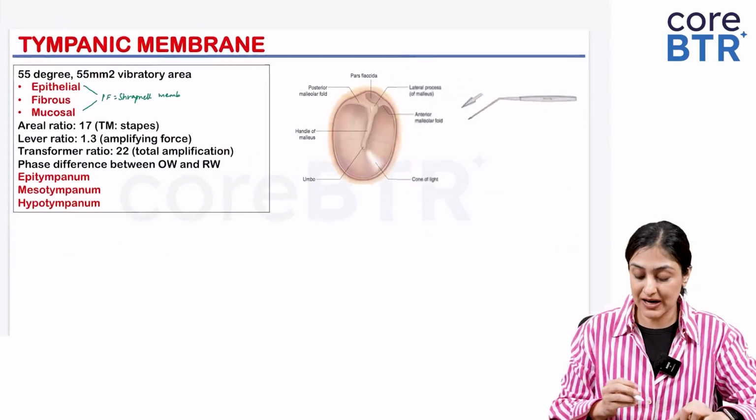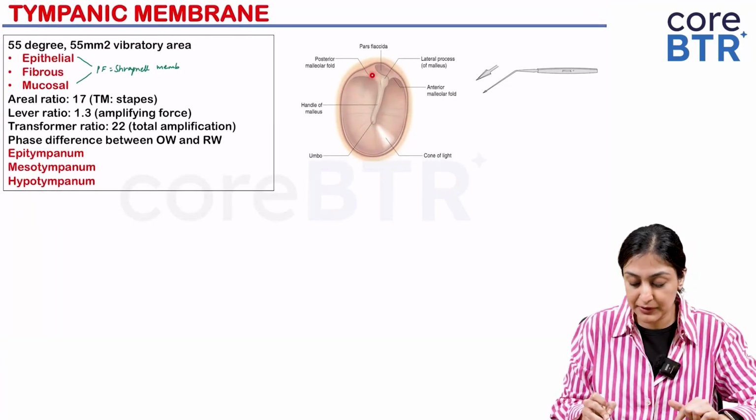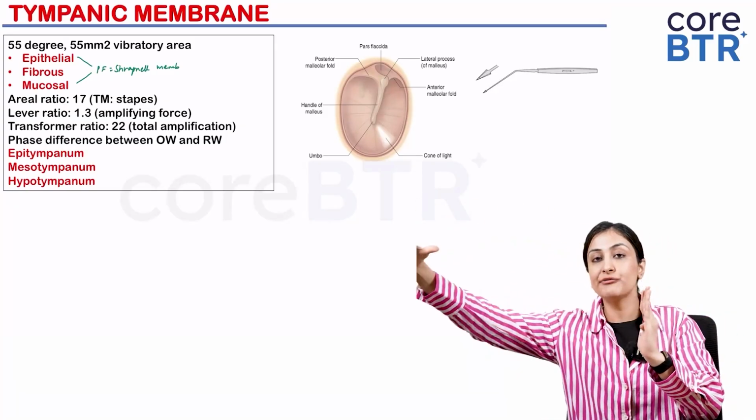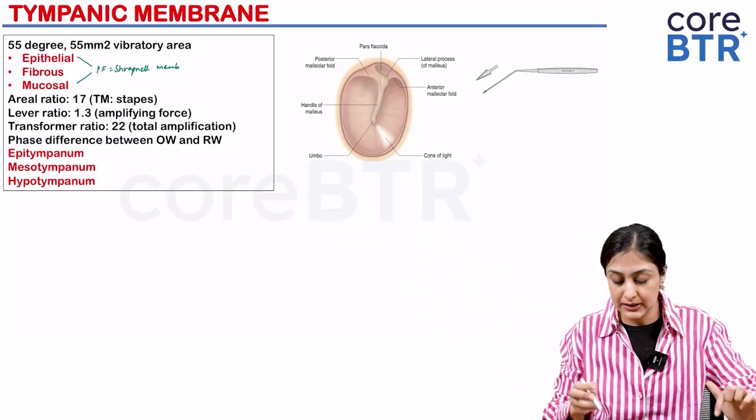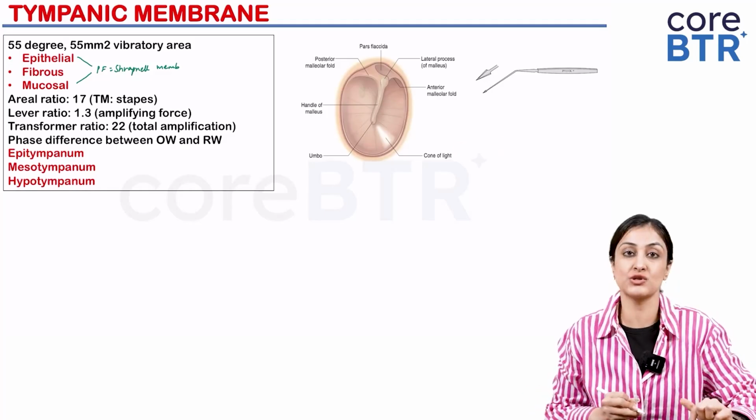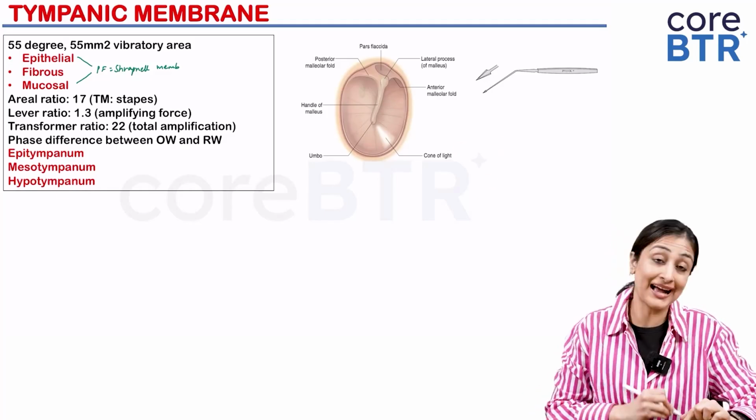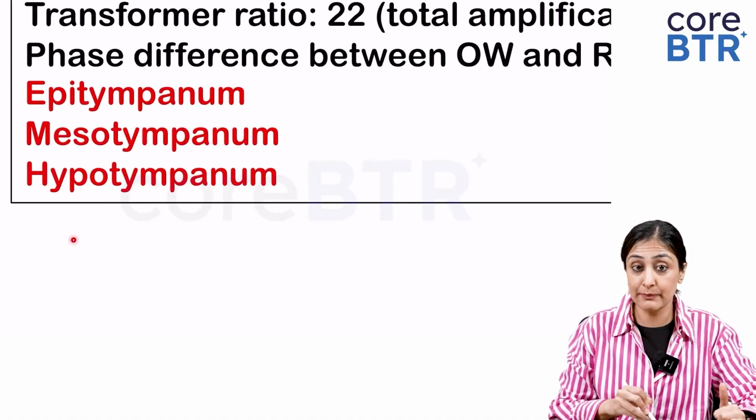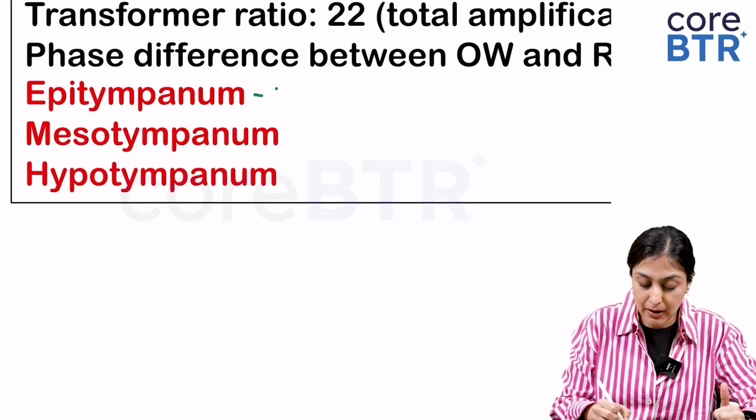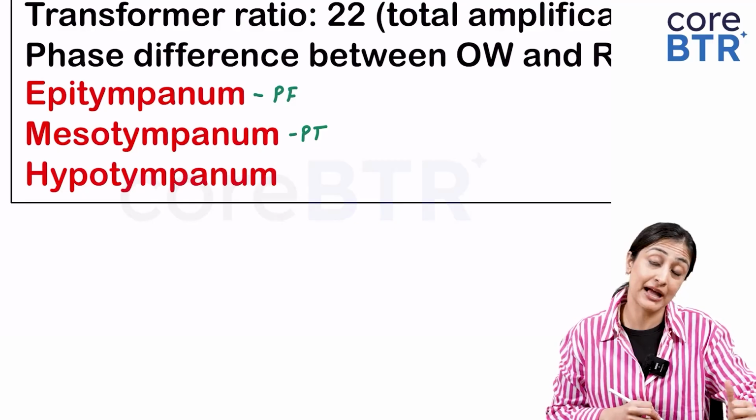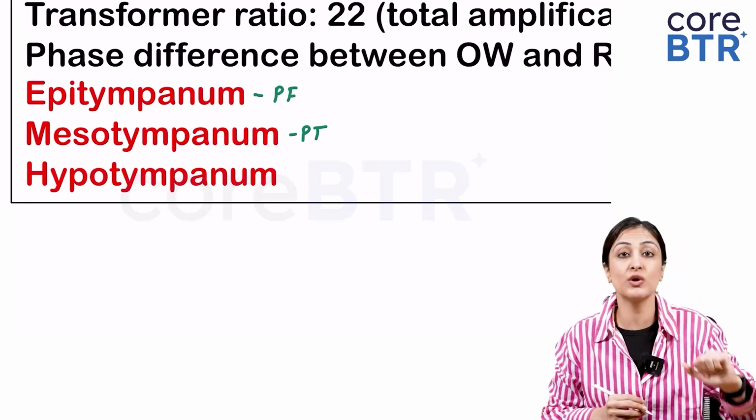So this is about pars flaccida, which is the upper part, right? And this is what will be the upper part of middle ear called epitympanum. The part of middle ear against this big pars tensa is going to be mesotympanum, and uske niche hoga hypotympanum. So let's discuss that first. Epi, meso, hypo. So can I say epitympanum upper part hai against pars flaccida, meso is against pars tensa, the big part, and then we have hypotympanum, which is below it, the smallest part.